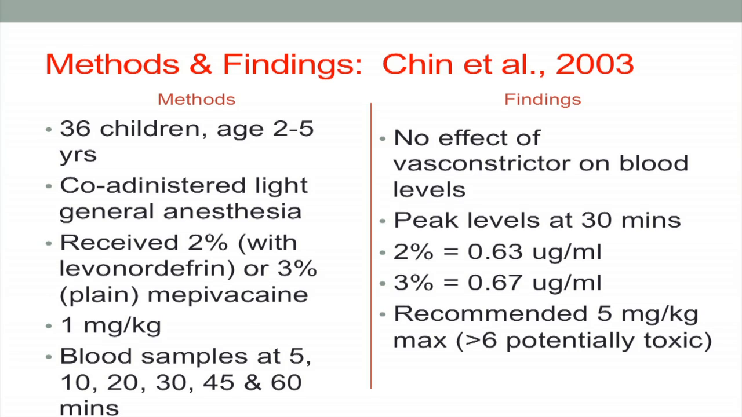As you can see, the 2% solution with levonordefrin produced a blood level of 0.63 micrograms per ml, while the 3% solution produced 0.67 micrograms per ml, and the study recommended an upper limit of 5 milligrams per kilogram, with anything over 6 milligrams per kilogram potentially toxic.